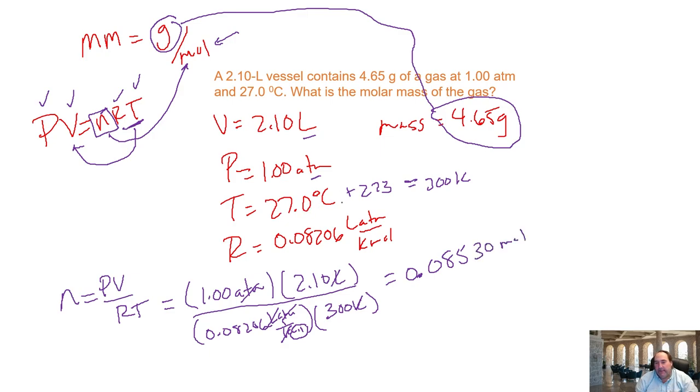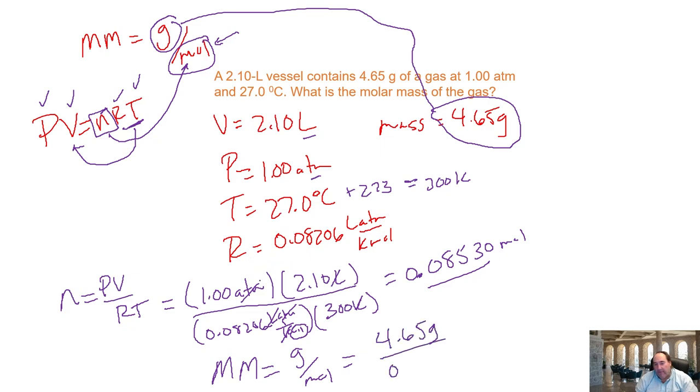530. And these are moles. Now, again, this is not the answer. This is the bottom part to what we need. So now we have everything that we need to figure out the molar mass. So the molar mass here would be, again, our grams divided by our moles. So taking our grams that was given to us, 4.65 grams, divided by our moles that we just calculated.